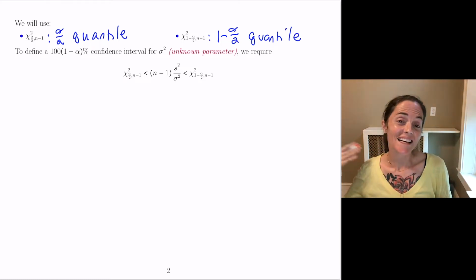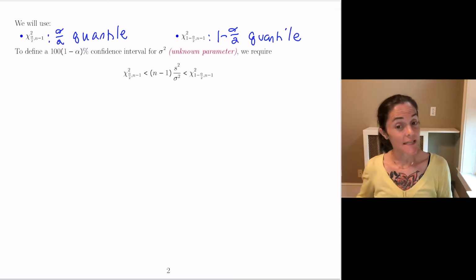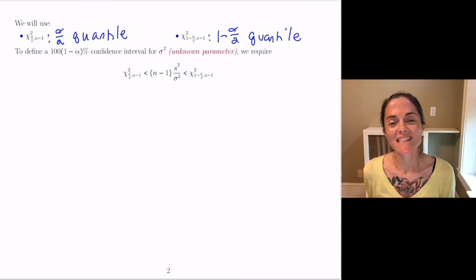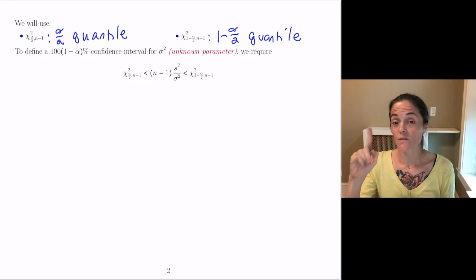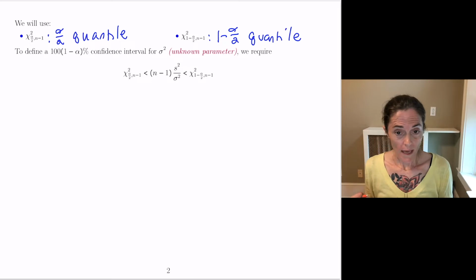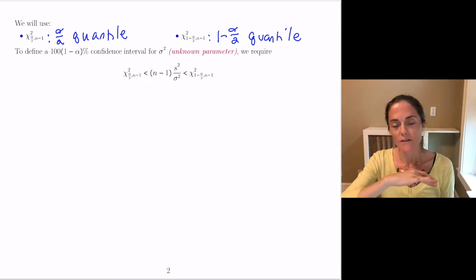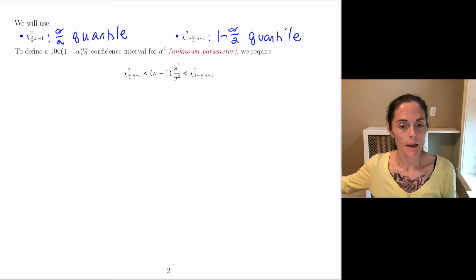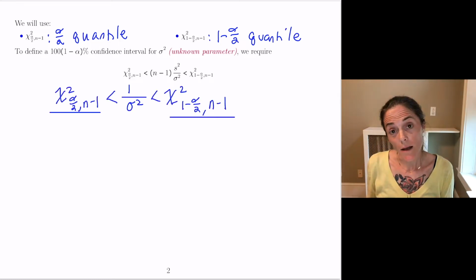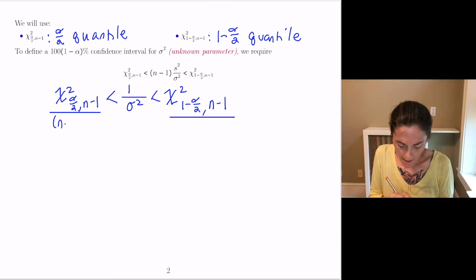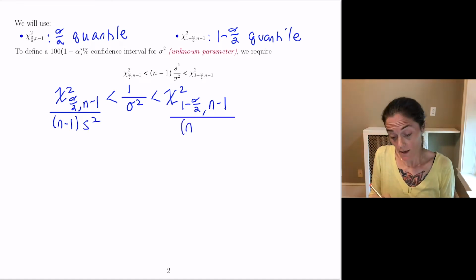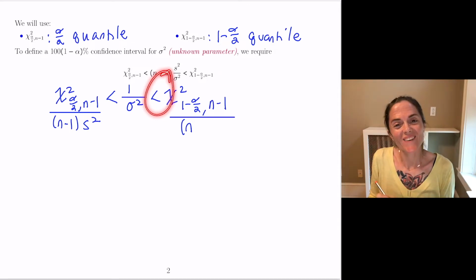Now, we are trying to construct a confidence interval for sigma squared, and so we need to do a little bit of algebra here. S squared comes from my sample. The first thing I can do is divide everything by n minus 1 times s squared. N minus 1 is positive, s squared is positive, and so dividing by n minus 1 times s squared will not change the direction of my inequality.